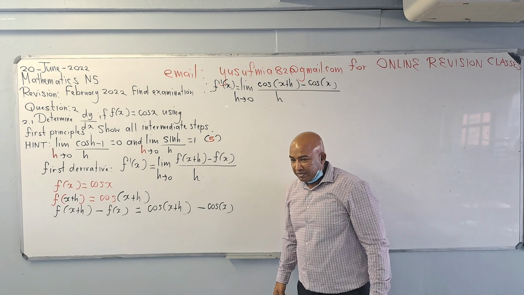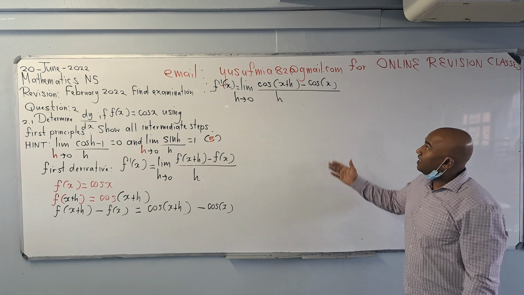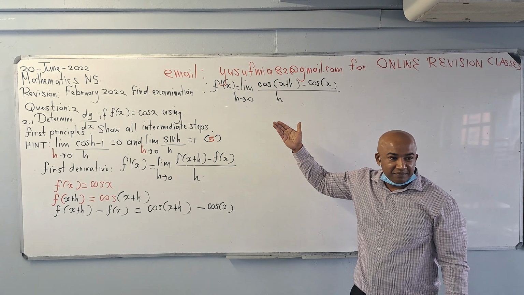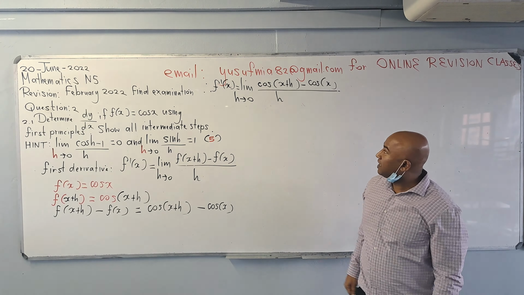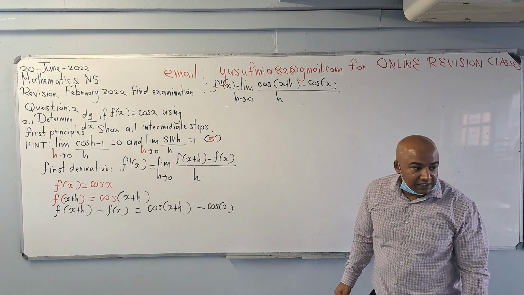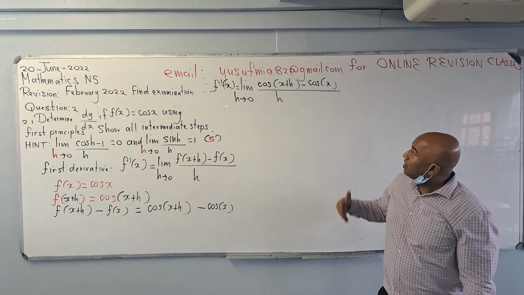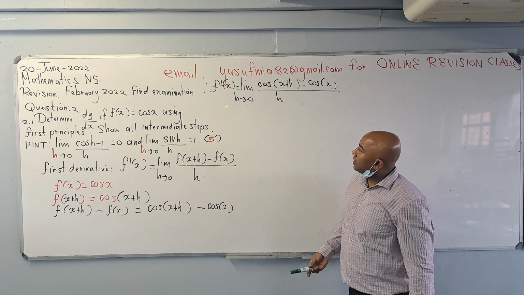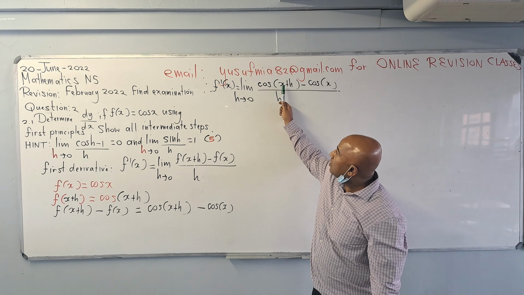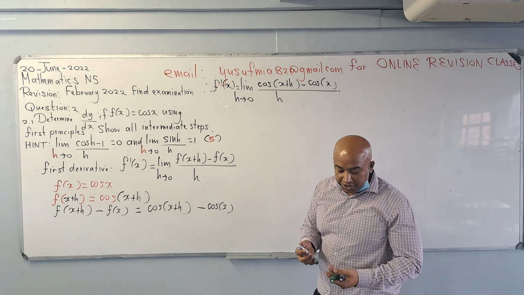We got a problem now. We can't do that yet. There's no common factor. Can you see that? There is no common factor to take out there. So h and h will not cancel. We need to simplify further. What can we do here? We got cos of x plus h.